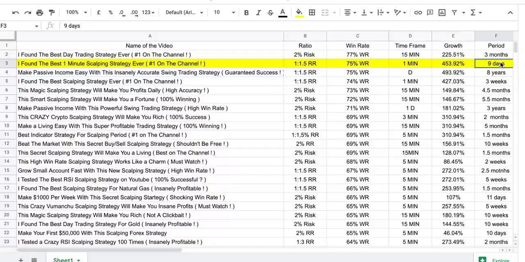Okay, so we see in terms of win rate, this strategy is in second place, but in terms of account growth, it's definitely my number one, because none of my other strategies could quadruple your account in just 9 days.